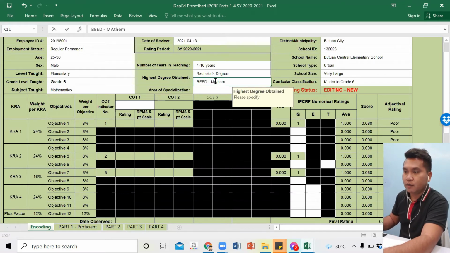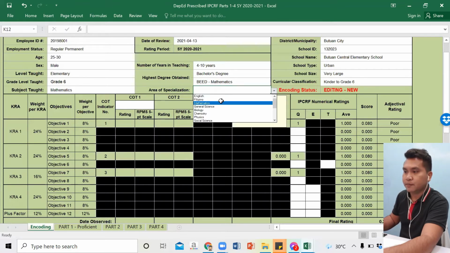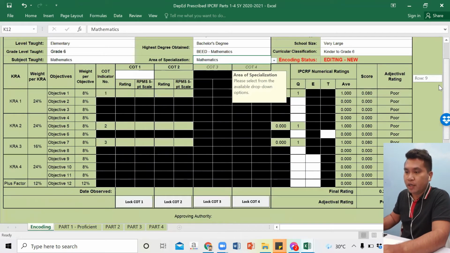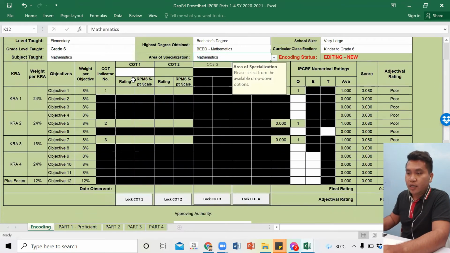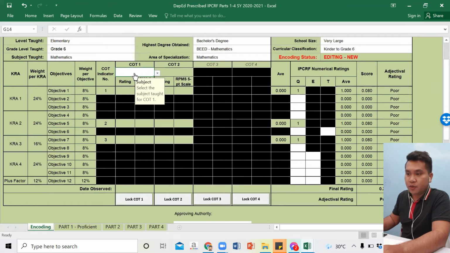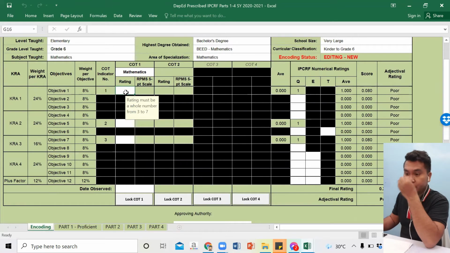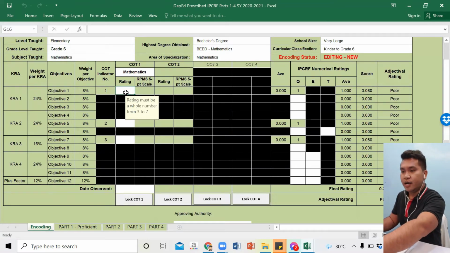Next, area of specification: mathematics. Now this is the important part of being a rater, to include the rating for the COT. So let's say COT 1, subject is mathematics. Again, rating must be a whole number from 3 to 7. I am using the IPCRF form for Teacher 1 to Teacher 3. So let's say 7.